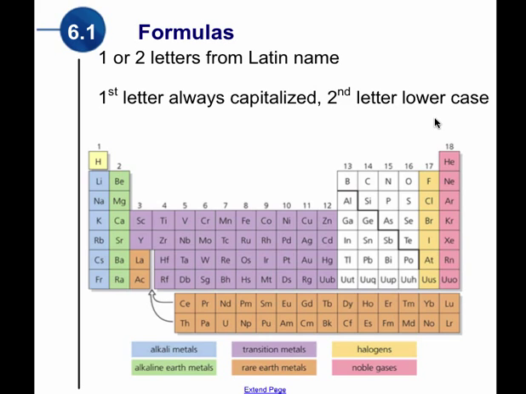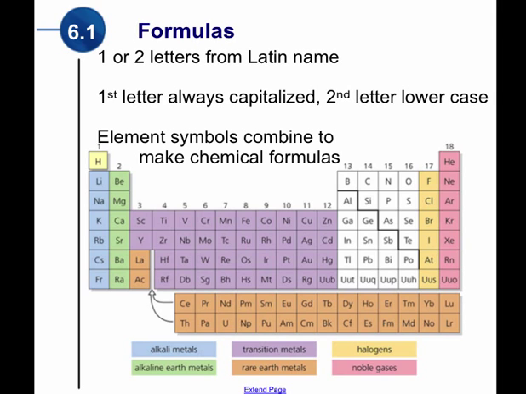Now here's the important thing, standardization. When we are writing a chemical formula, the first letter is always capitalized and the second letter is always lowercase. And that's what we want to use. That's our convention for all chemical formulas. What we can actually do with the elements then, once we have their 1 or 2 letters, is we can combine the element symbols to make chemical formulas. And that's what we're going to spend a lot of our time looking at. Taking these elements, 2 or more, and combining them together to make formulas.